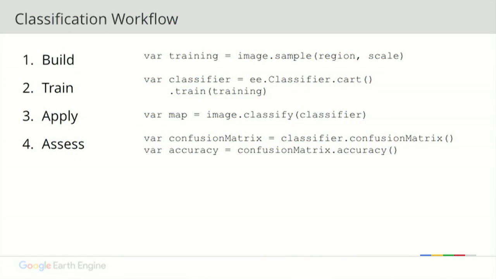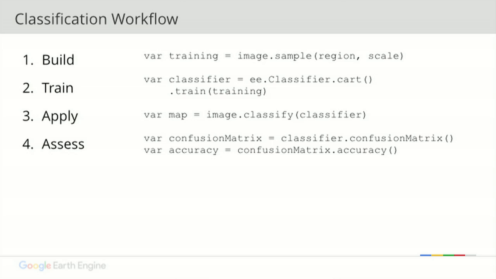You build a classifier by calling ee.Classifier.name of classifier, and you train it with the train function. Pretty simple. You apply a classifier to an image by saying image.classify. It doesn't get any simpler than that. You can ask the classifier for a confusion matrix.